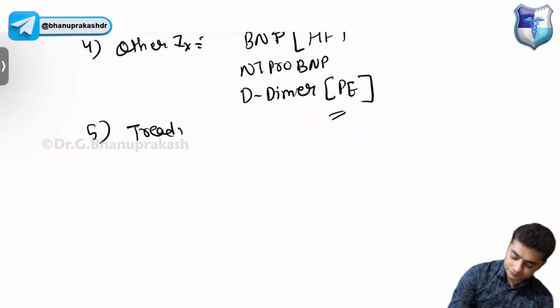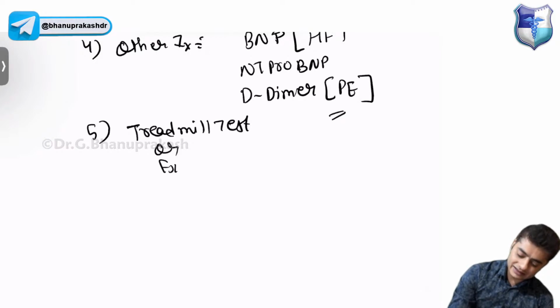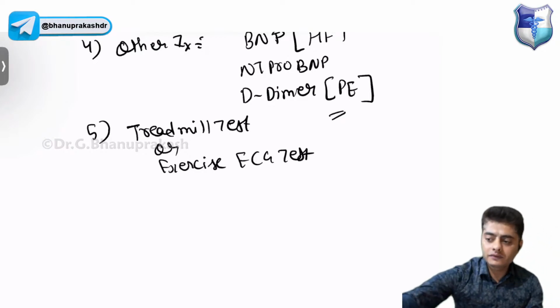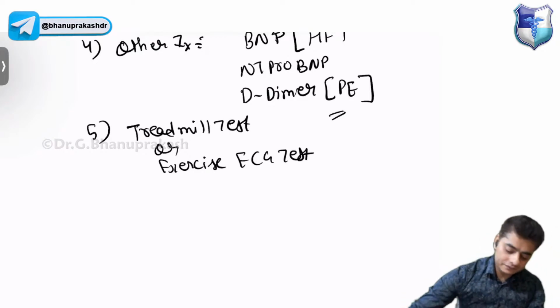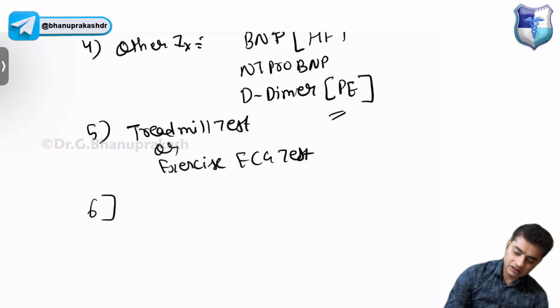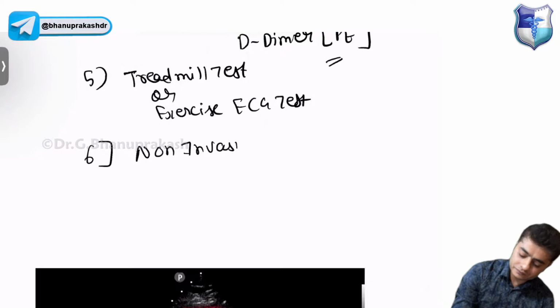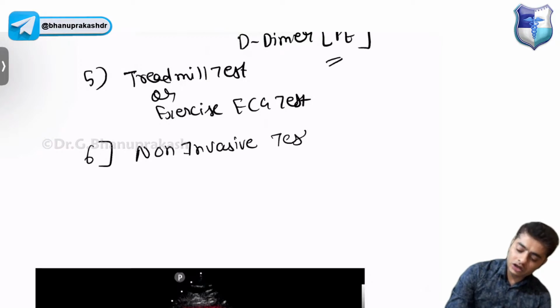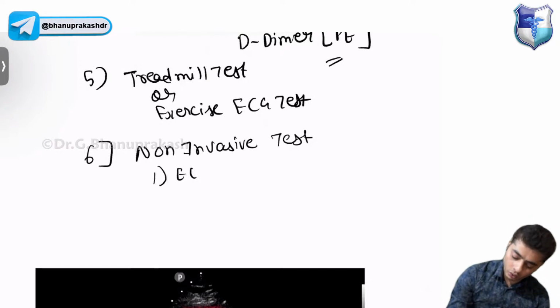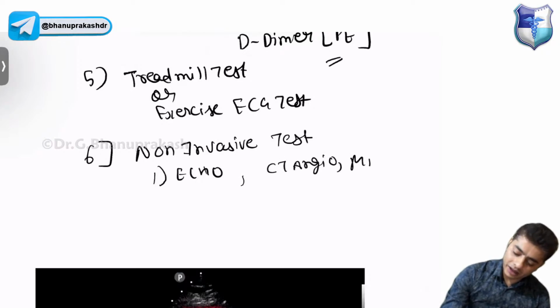You can also do a treadmill test, or exercise ECG test. And after that, your last is the non-invasive tests. In non-invasive tests, you can do echo, you can do CT angio, and you can do MRI.